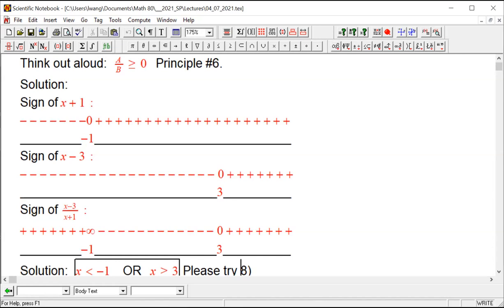So are you guys trying number 8? Please try number 8. We're trying to get familiar with this method. Then you say, can we do the graph? Of course we can do the graph, but we're going to do it later. So let's get familiar with this particular method.